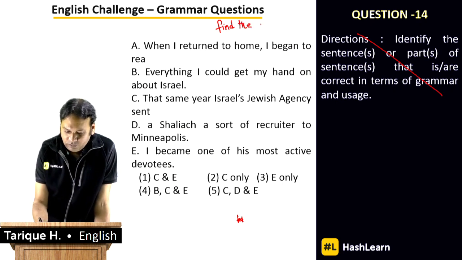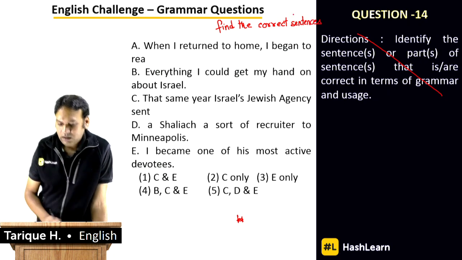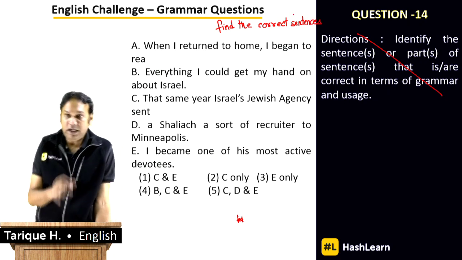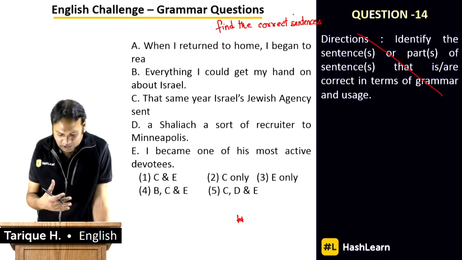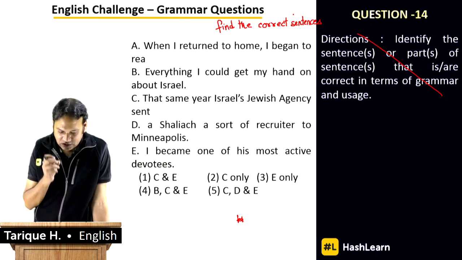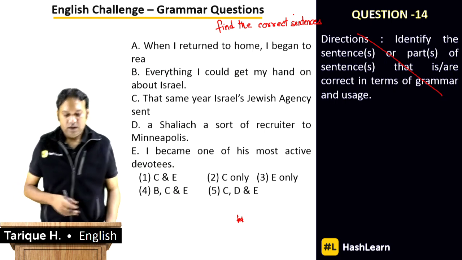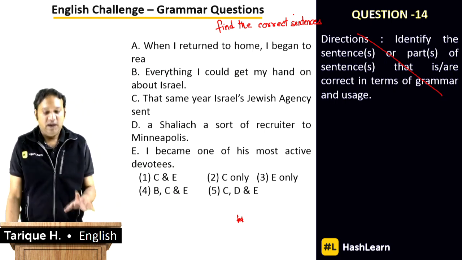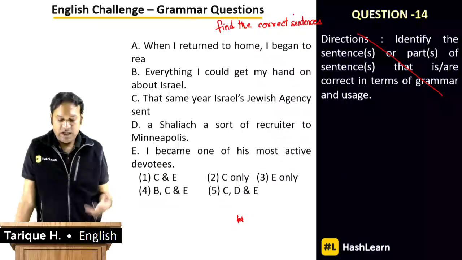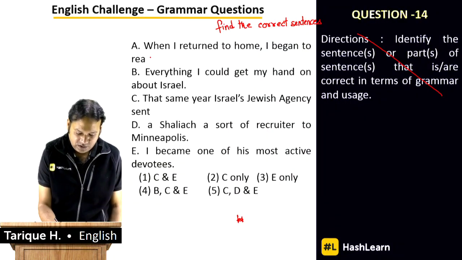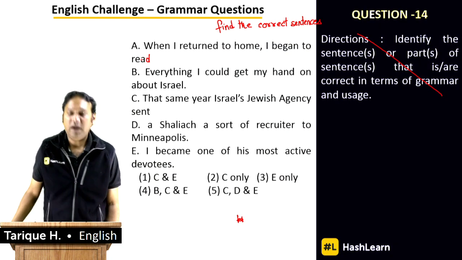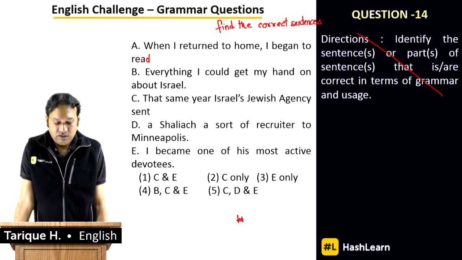What you have to do is find the correct sentences. 5 sentences are there. Some of the sentences may be grammatically incorrect. There's something wrong with the sentence. So eliminate those sentences which are grammatically wrong and pick out the sentences which are grammatically correct. 5 sentences are there in one question. A: When I returned to home, I began to read. Actually, it should be "read" here, the "d" is missing. That is a typing error. B: When I returned to home, I began to read everything I could get my hand on about Israel.